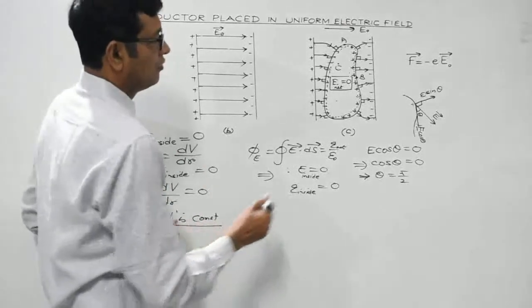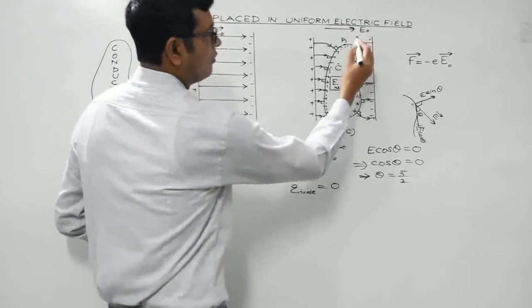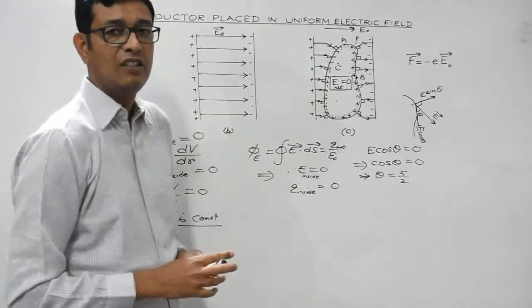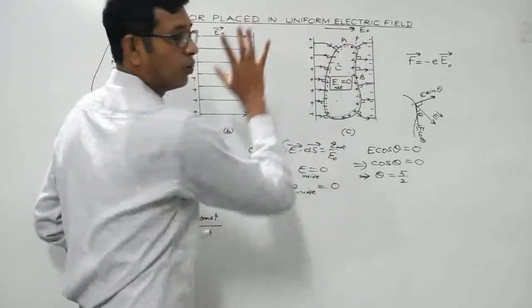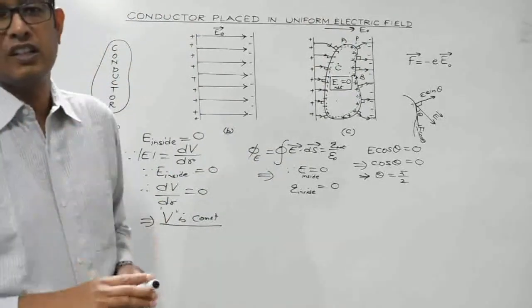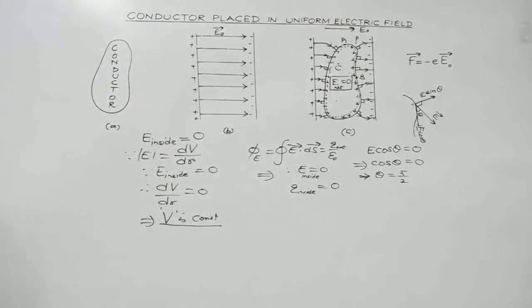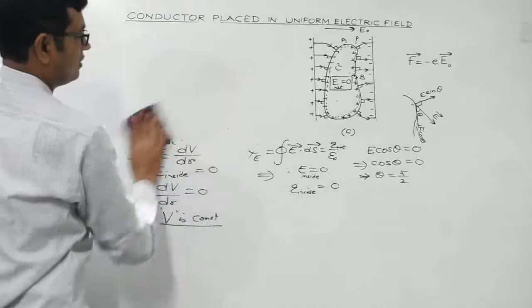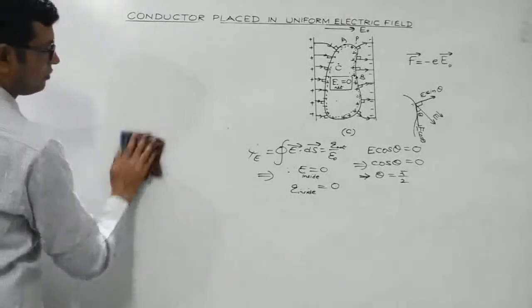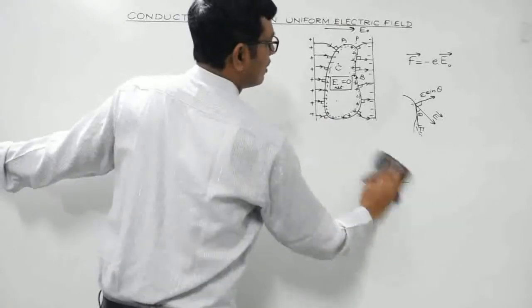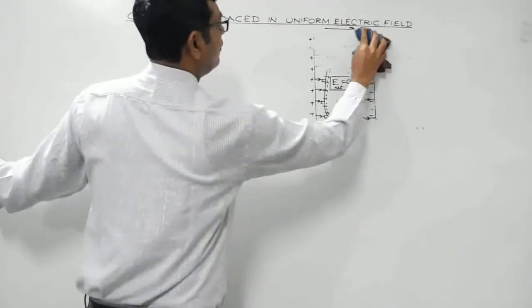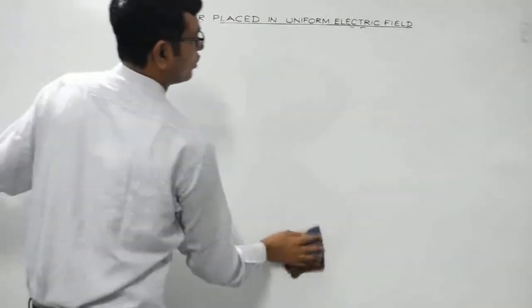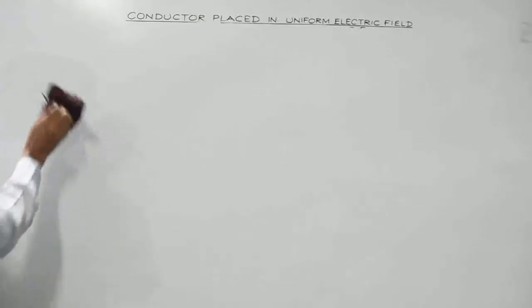Now, we'll consider a point P which is lying infinitesimally close to the surface of the conductor, lying outside. So what will be the strength of the electric field at this point? We are going to find the expression for the electric field. So the next topic is, let us find out the electric field at a point outside a conductor and infinitesimally close to the surface of the conductor. So let's do it.